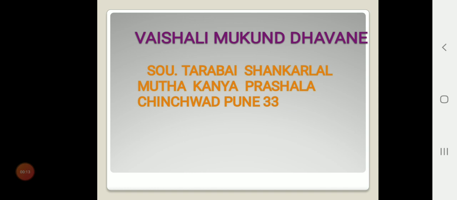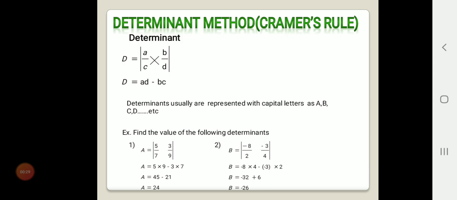In this session, we learn about 10th standard maths, first, linear equations in two variables: the determinant method, or Cramer's rule. The determinant method is also known as Cramer's rule.